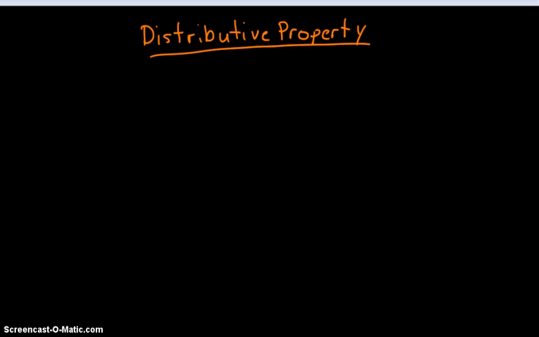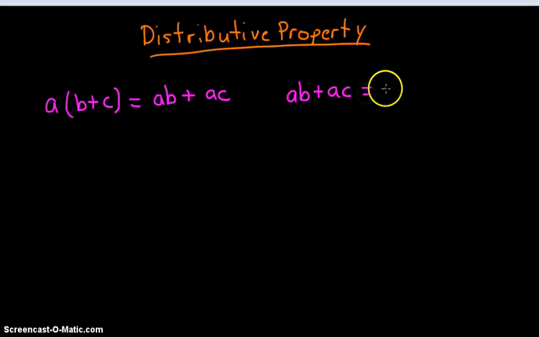In the distributive property, we're going to take A times B plus C is equal to AB plus AC. Or if we work backwards, AB plus AC is A times B plus C. It's probably the hardest one to understand, so I'll take a little more time on this.